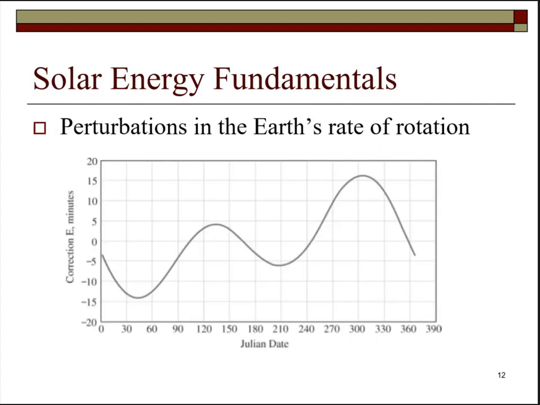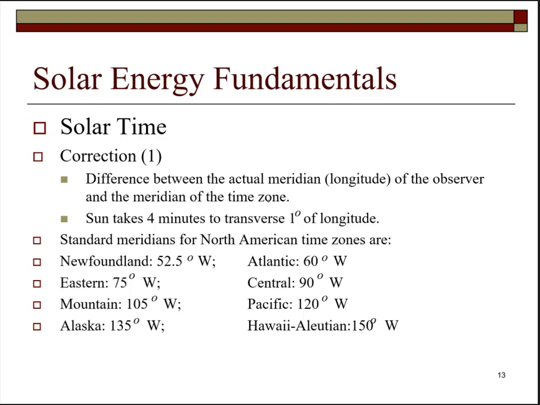Here's a graphical plot of the equation of time. On a particular day of the year, represented by N, the graph tells us how many minutes we need to add to or subtract from clock time in our calculations of solar time. Here's the first step required in a correction to obtain the solar time from clock time. We must first account for the difference between the actual meridian of the location and the meridian of the time zone.